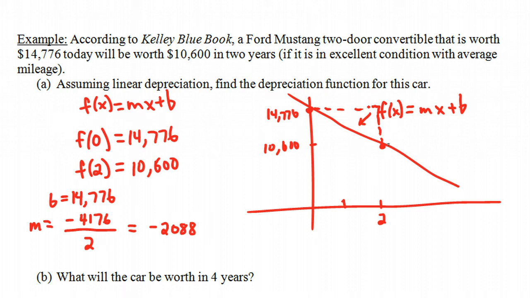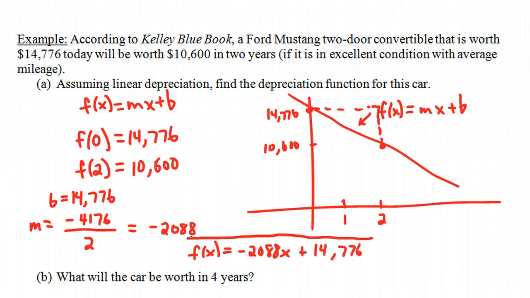Now notice it doesn't look like it's that steep, but the reason is because my scales are so different here. One tick mark here, this distance, is 1, whereas this distance is 10,600. So the graph looks a little bit off. But the slope is negative 2,088. So what we have is that f of x is equal to mx, so that's negative 2,088x, plus b. But b is 14,776. So this is the linear depreciation function.